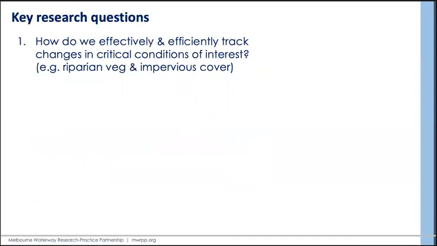So coming back to the first key question, how do we effectively and efficiently track changes in critical conditions of interest? Two examples of these critical conditions of interest are riparian vegetation and impervious cover. Now, vegetation is important in and of itself, but the vegetation and impervious cover are also of great interest because they're really important drivers in our habitat suitability models for in-stream animals such as macroinvertebrates, fish, and platypus. Vegetation cover and quality is generally a positive driver, and impervious cover that generates a lot of stormwater runoff is a negative driver.